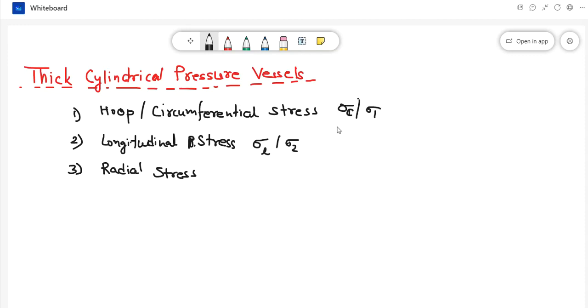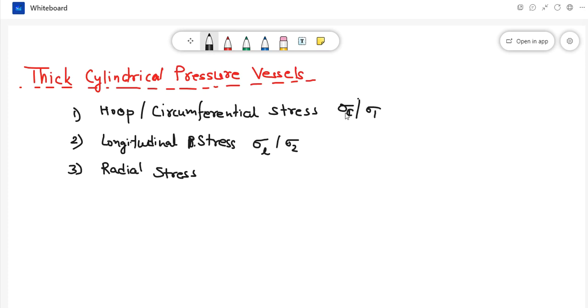So hello student, in this class we will talk about thick cylindrical pressure vessels. Actually we are going to start thick pressure vessels and in that thick cylindrical pressure vessels. Now what are the differences between thick and thin pressure vessels we have already discussed.